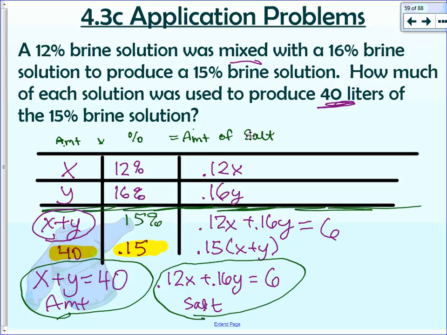I think that's just another option for you. Yeah, so we have the amount equation, the salt equation, and then the two salt equations that we can get by either adding down or by multiplying across. Does anyone have an answer?